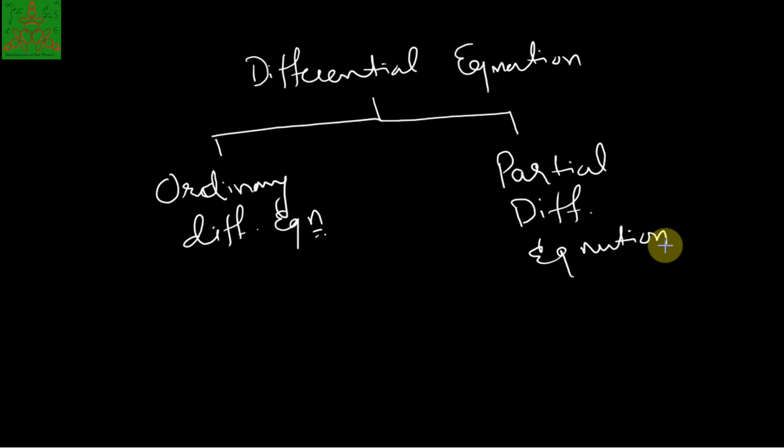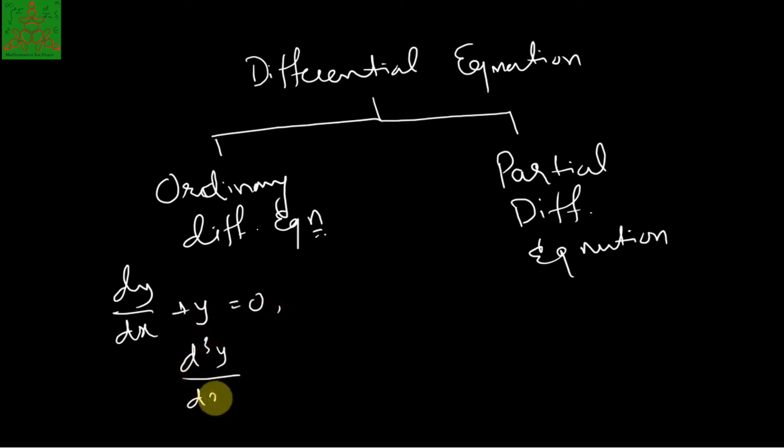A differential equation which involves all the derivatives referring to a single independent variable is said to be an ordinary differential equation. For example, we have seen dy by dx plus y equal to 0, or d cube y by dx cube plus x into y equal to 0. So these are some examples of ordinary differential equation. What do you mean by partial differential equation? A differential equation in which the derivatives refer to two or more independent variables is called a partial differential equation.